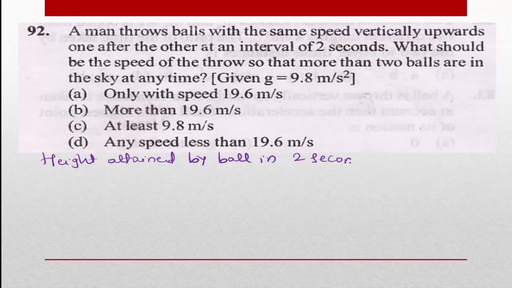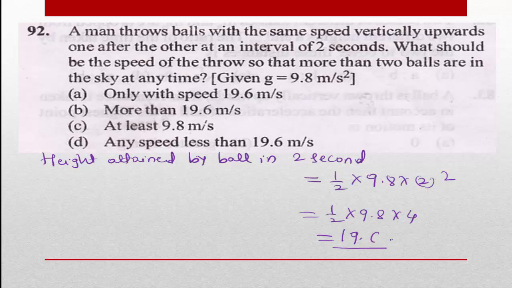Here, height attained by the ball in 2 seconds, with initial velocity u equal to 0, is 1 by 2 g t square, where g value is 9.8 and t square is 2 square. Therefore, 2 square value is 4. 1 by 2 into 9.8 into 4. 9.8 into 2 is 19.6. We get the final answer as 19.6 meter.